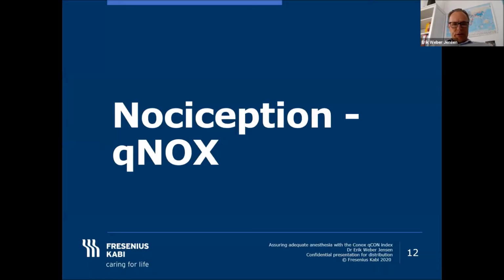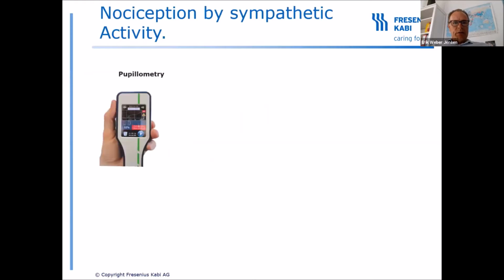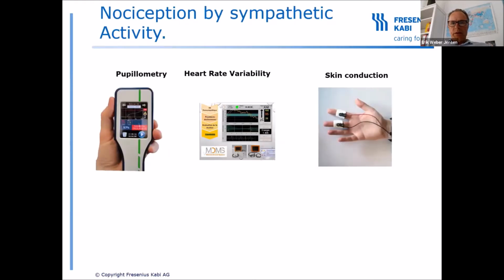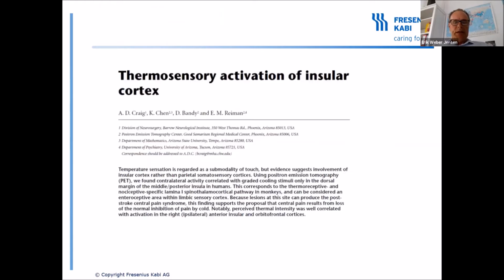So after this introduction, I will speak about nociception and the qNOX. There are other methods, of course, to monitor nociception balance. The three methods I'm showing here, pupillometry, heart rate variability, skin conduction, are all based on sympathetic activity. And I think these measures are more indirect measures. So the research that we are carrying out is based on processed EEG and finding a signal from the brain which relates to nociception.